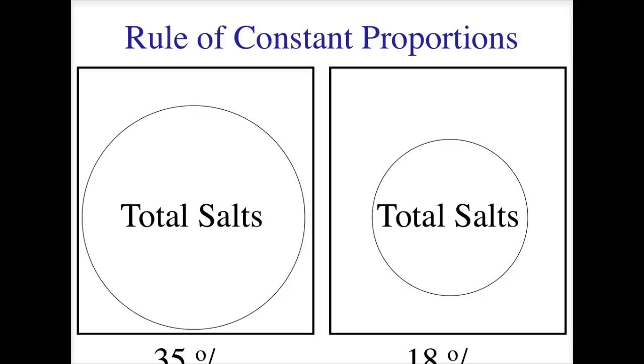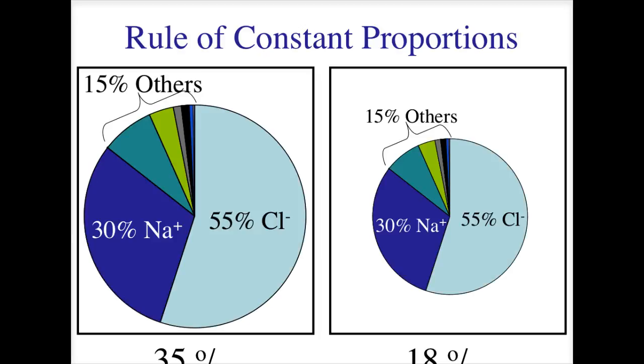That means the one on the left has a much greater amount of salt in it than the one on the right. However, if we look at how much sodium and chloride and the other types of salts that it may contain, they're going to be in the same basic amounts. About 30% is sodium, 55% is chloride, and the rest makes up the remaining 15%.